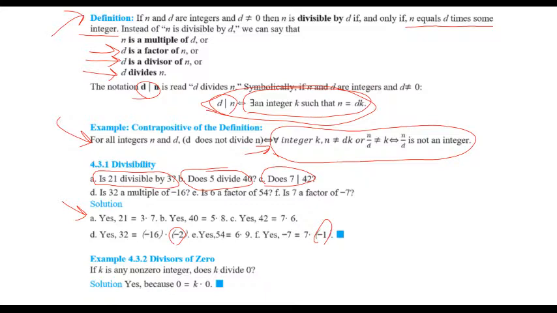Another example is example 4.3.2 of the book, which wants us to find the divisors of 0. If k is any non-zero integer, does k divide 0? And the solution is yes, because 0 can be written as k times 0, right? So any non-zero integer divides 0. That's the conclusion.